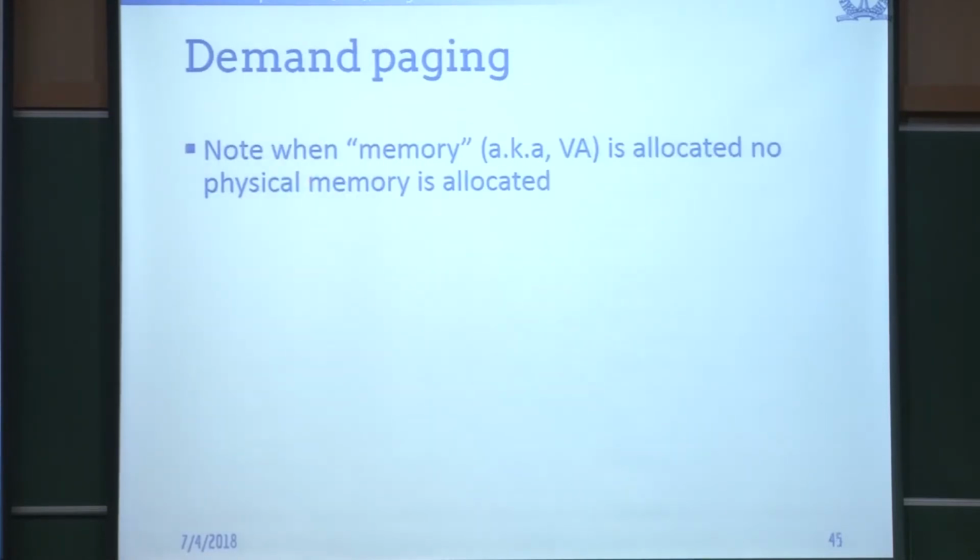Okay, so now we get into this concept of demand paging, because what you have seen so far is that the application asked for memory allocation and you just did virtual address allocation, nothing else. Physical memory is not allocated at all. So why would you do this?